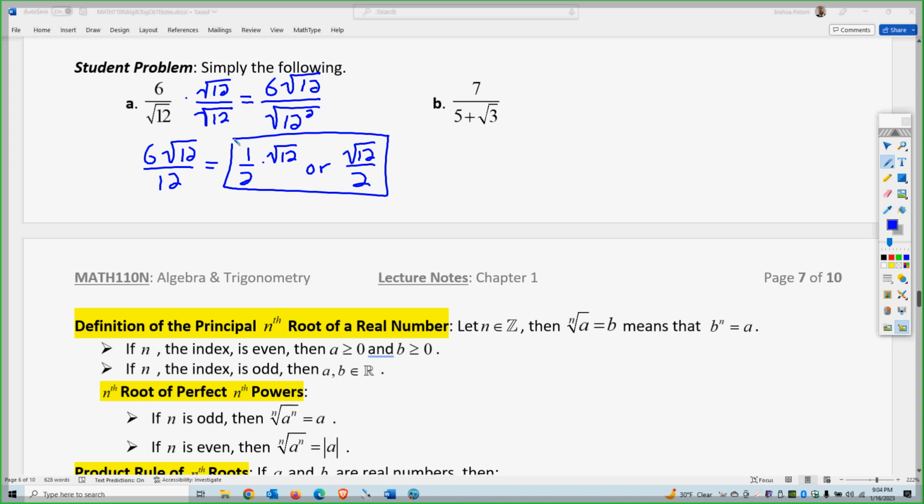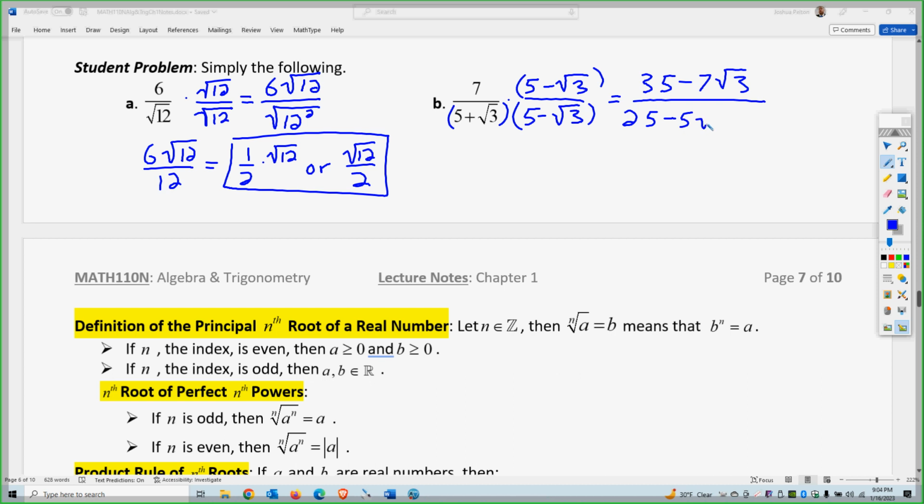Okay, so we can't do that in a multi-term scenario. We do the conjugate. So the conjugate of 5 plus is 5 minus. Okay, put parentheses because this is a binomial. So 7 times 5 is 35 minus 7 root 3. Okay, so on the bottom, 5 times 5 is 25. And then 5 times root 3 is minus 5 root 3. And plus 5 root 3. And then root 3 times root 3 is minus root 9.